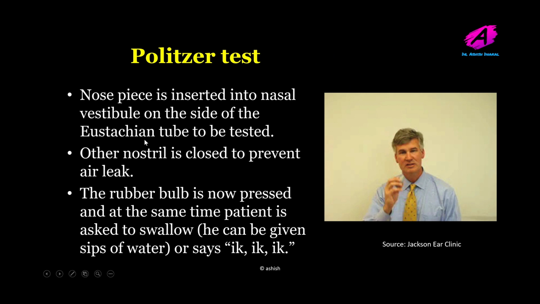For doing the Politzer test, the nose piece is inserted into the nasal vestibule on the side of the Eustachian tube to be tested. The other nostril is closed to prevent air leak. Then the rubber bulb is pressed and at the same time the patient is asked to swallow, or the patient is asked to say ik ik ik or k k k.